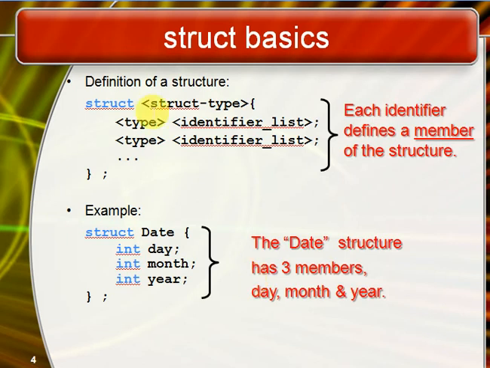Struct basics, that is, defining a structure. Start with the keyword struct followed by the struct type, then the body of the structure: type identifier list, that is the end of the body of the structure, followed by a semicolon. Each identifier defines a member of the structure. For example, a sample structure: struct date, the keyword struct and the name of the structure. Then there are three different data members: int day, int month, int year. The date structure has three members: a day member, a month member, and a year member.